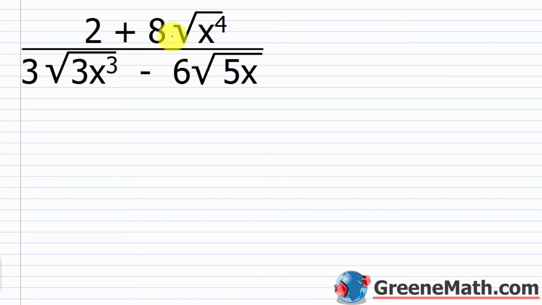So we have 2 plus 8 times the square root of x to the 4th power over 3 times the square root of 3x cubed minus 6 times the square root of 5x. So again, if there's something you could simplify, go ahead and do that before you start. So we could simplify this, and that looks like that's it. So we'd have 2 plus 8 times what? The square root of x to the 4th power is x squared. So 8x squared. And if you wanted to, you could reorder that and say you have 8x squared plus 2. Doesn't really matter.